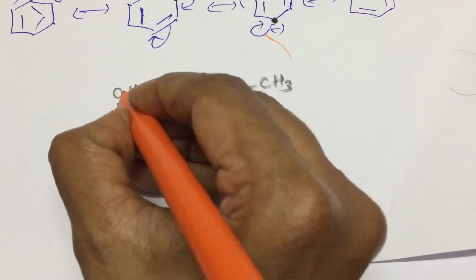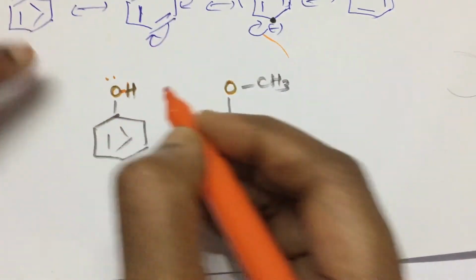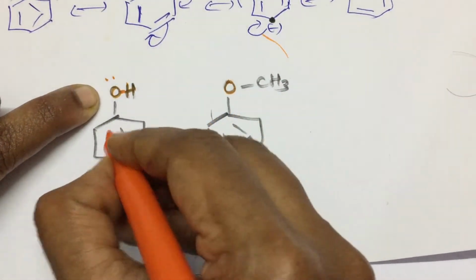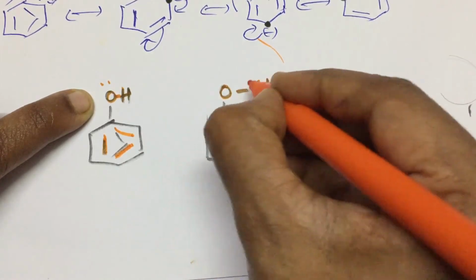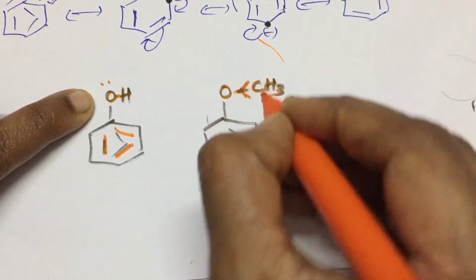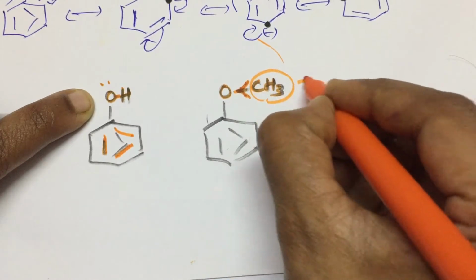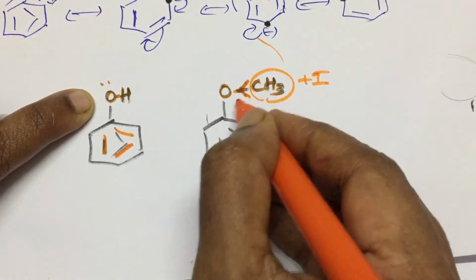See here, to the oxygen, hydrogen is attached. Hydrogen is neutral. It will neither give nor withdraw electrons. Here a CH3 group is there. It is going to give electrons, right? It has a plus I inductive effect, so it is going to give electrons.